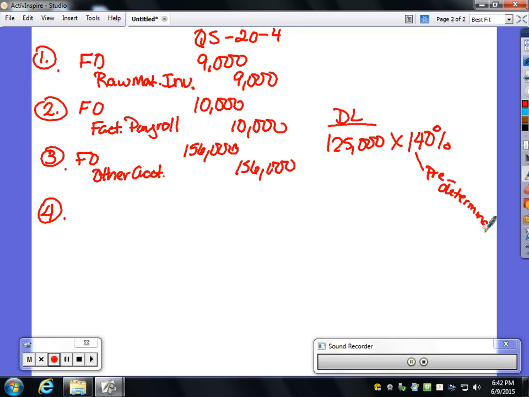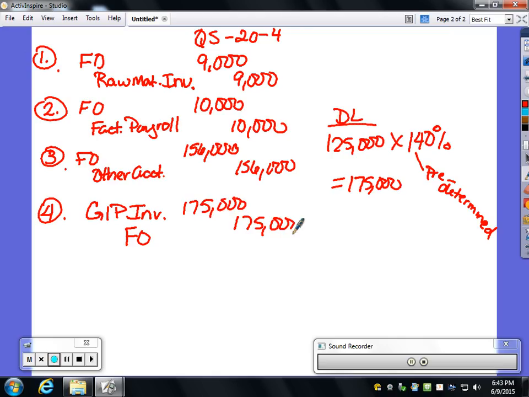So tell me, what do I debit and what do I credit? Work in process inventory, debit, and factory overhead, credit. And what amount did you get here? 175,000. Yes.